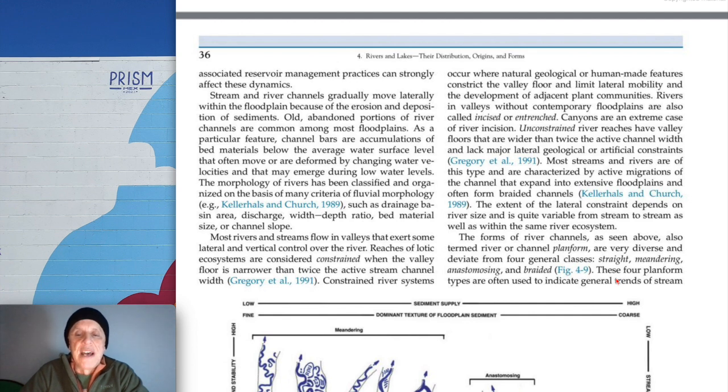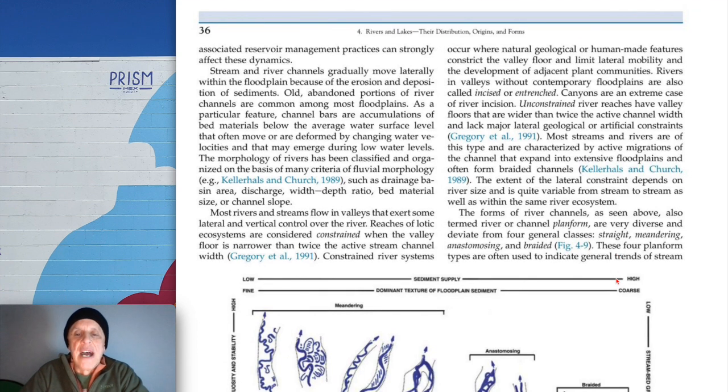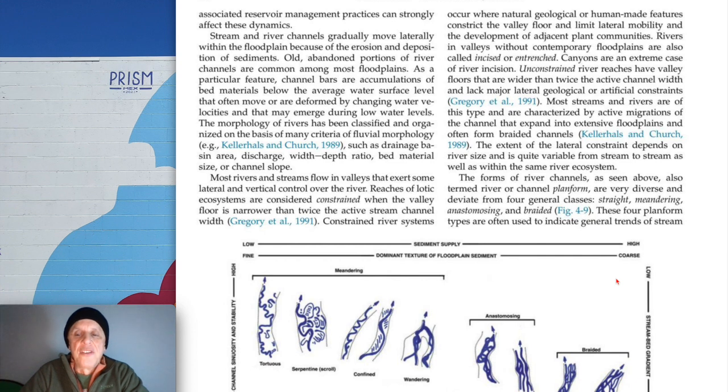Unconstrained river reaches have valley floors that are wider than twice the active channel width and lack major lateral geological or artificial constraints. Most streams and rivers are of this type and are characterized by active migration of the channel that expands into extensive floodplains and often forms braided channels. The extent of the lateral constraint depends on river size and is quite variable from stream to stream as well as within the same river ecosystem.